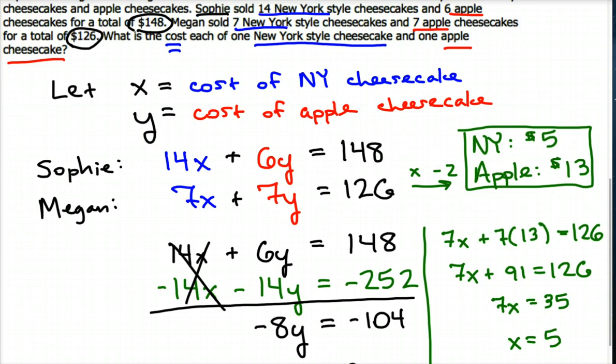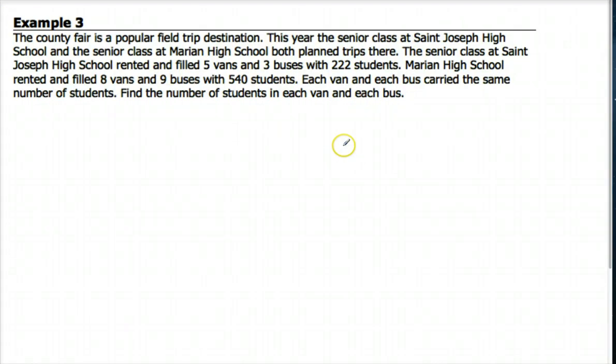Okay, let's go on to example 3 now. And for this one, we have a county fair as being a field trip destination. It says the senior class at St. Joseph High School and the senior class at Marion High School both plan field trips to the county fair. St. Joseph senior class rented and filled 5 vans and 3 buses with a total of 222 students. Marion filled 8 vans and 9 buses with a total of 540 students. Each van and each bus carried the same number of students, and we want to find the number of students in each van and each bus.